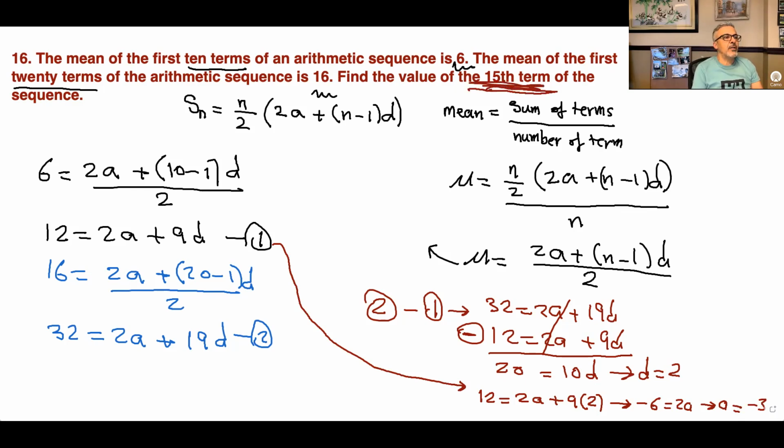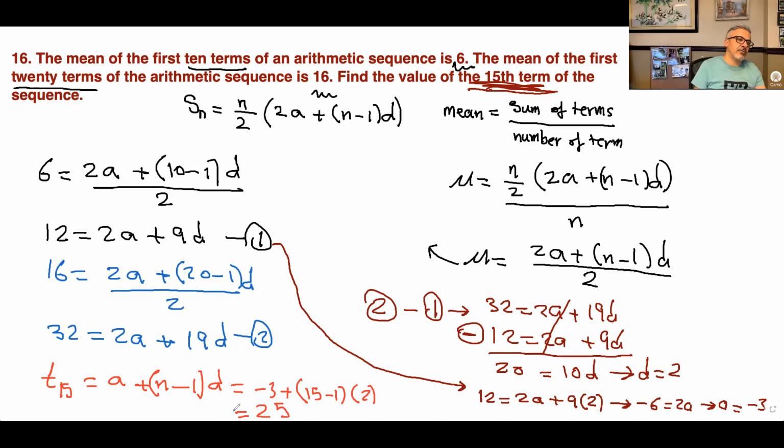Now the question is asking me to find the value of the 15th term. So the 15th term, which is T15, would equal a plus n minus 1 d. Remember, that's the equation to find the term, not the sum. And therefore, since we know a is negative 3, n is 15, plus 15 minus 1 times d, which we found out to be 2. So that's 14 times 2 is 28. 28 plus negative 3 is just 25. And basically, that's your answer for this question.